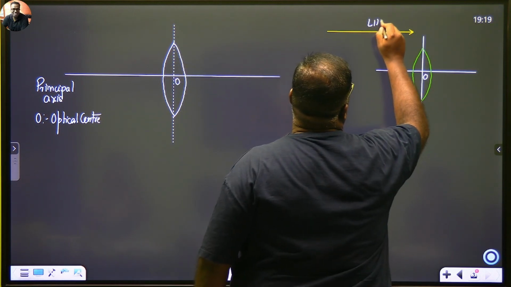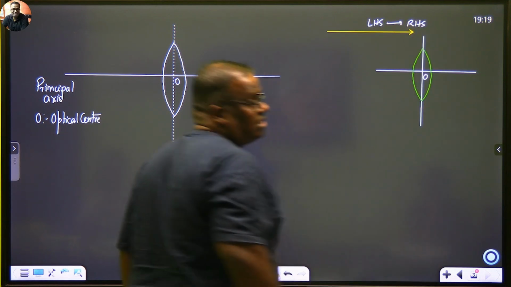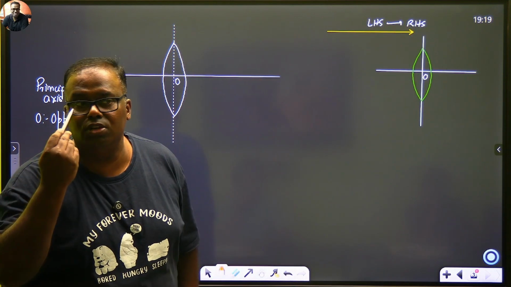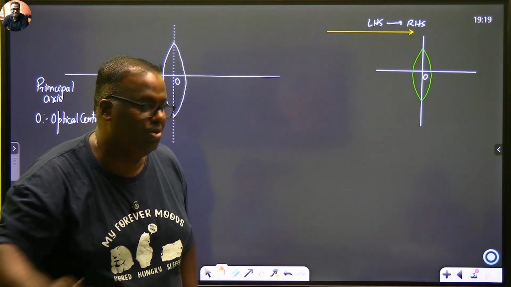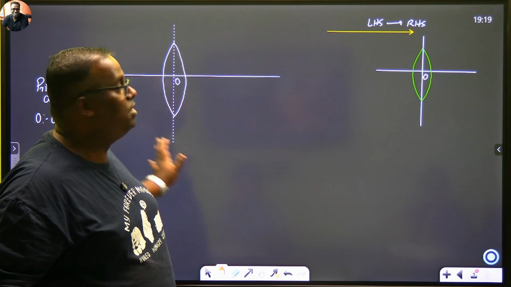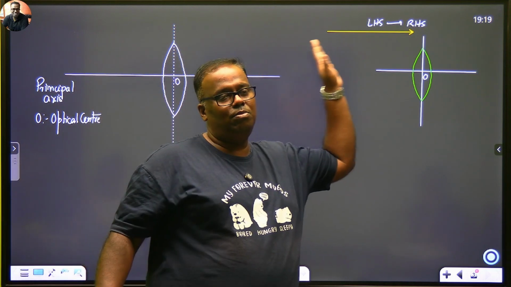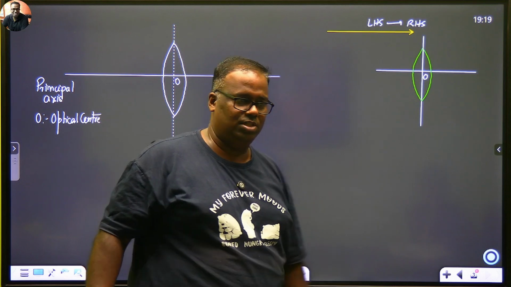It's a lens, remember. In a lens, it is not necessary that the rays are always coming from here to my specs. They can go from this side also. But optics, as I told you, everything is imaginary. The geometry has been done to satisfy the phenomenon. So the rays are taken to travel from left hand side to right hand side. This is how we will study.